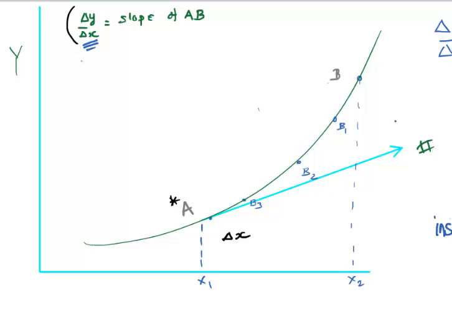So it would mean there is a mathematical condition: under the limit that delta x tends to 0, delta y by delta x is equal to the instantaneous rate of change at A. Now we can define the instantaneous rate of change of y with respect to x at any point. And from the graph you can see it is also the slope of the tangent at A.